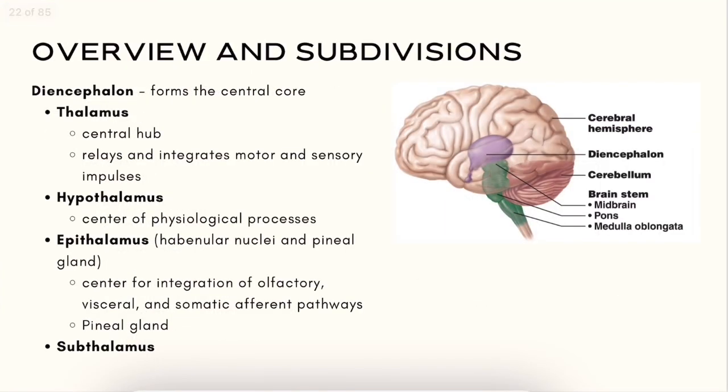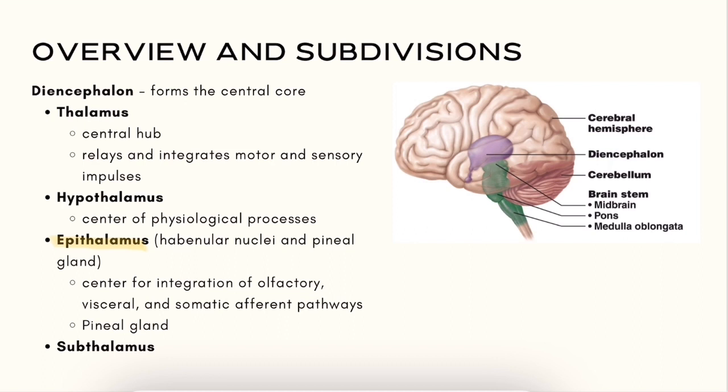So let's briefly talk about the diencephalon first and discuss it generally. The diencephalon forms the central core of our cerebrum. So this is our diencephalon right here. It is at the core. All right, so we have four parts here. We have first our thalamus, which is the central hub, and this relays and integrates the motor and sensory impulses. Next, we have our hypothalamus, which is the center of physiological processes. And then the epithalamus, which consists of our habenular nuclei and pineal gland. This is the center for integration of olfactory, visceral, and somatic afferent pathways.